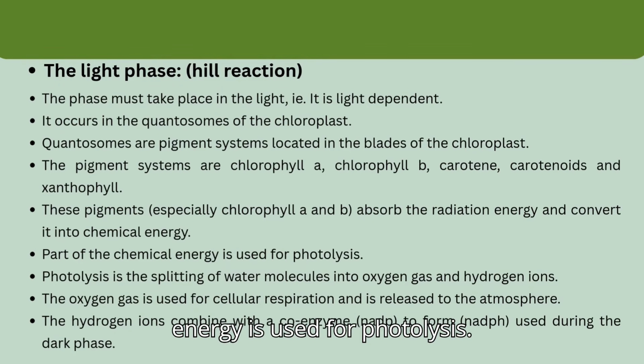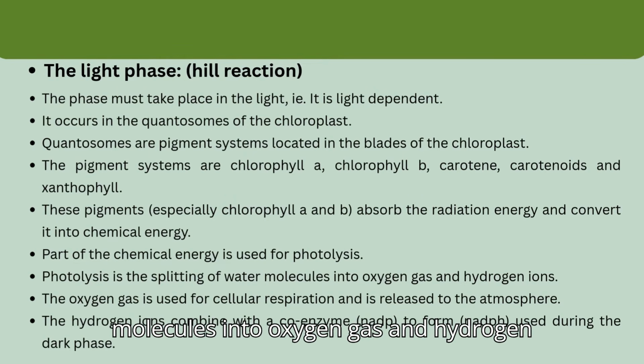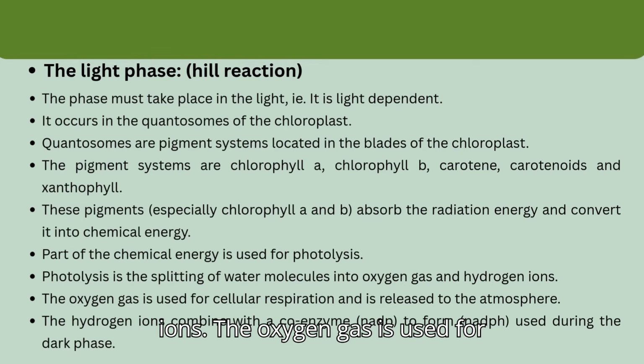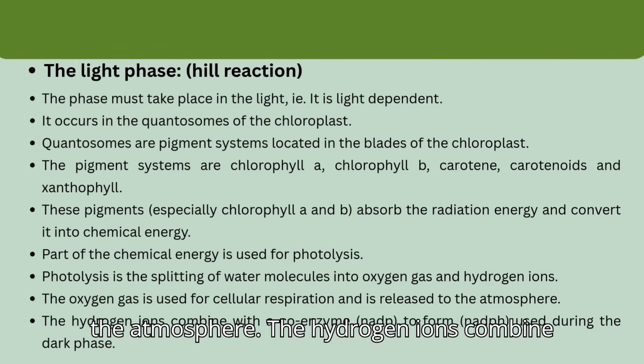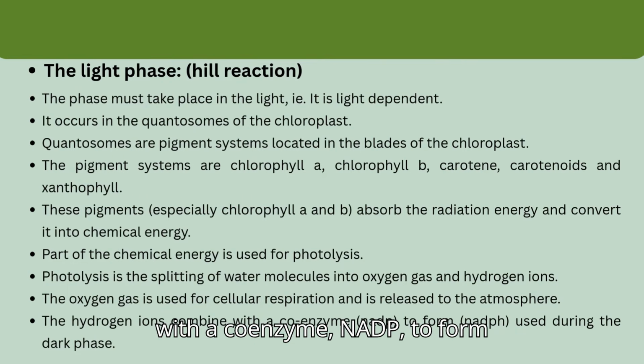Part of the chemical energy is used for photolysis. Photolysis is the splitting of water molecules into oxygen gas and hydrogen ions. The oxygen gas is used for cellular respiration and is released to the atmosphere. The hydrogen ions combine with a coenzyme, NADP, to form NADPH used during the dark phase.